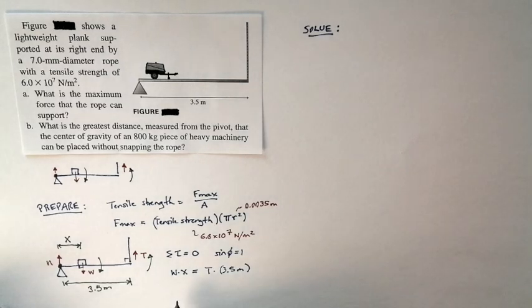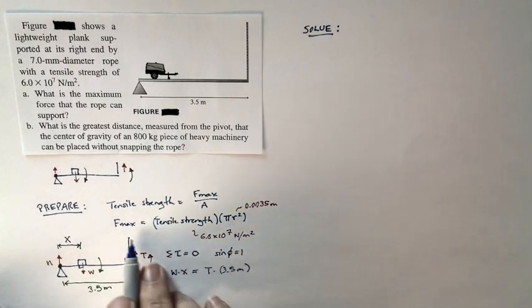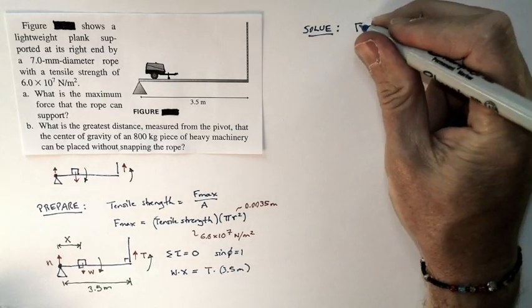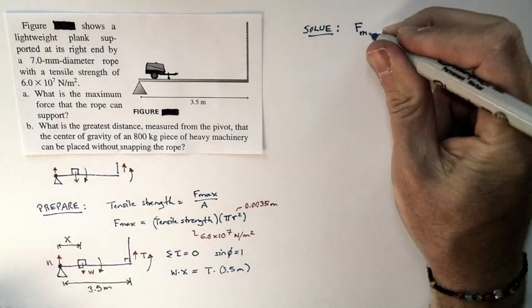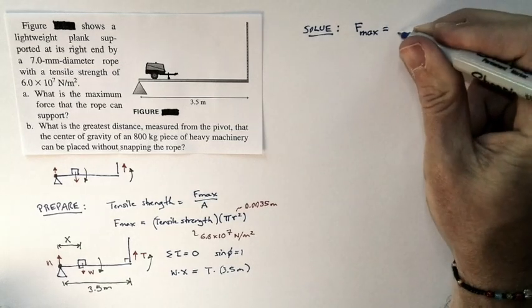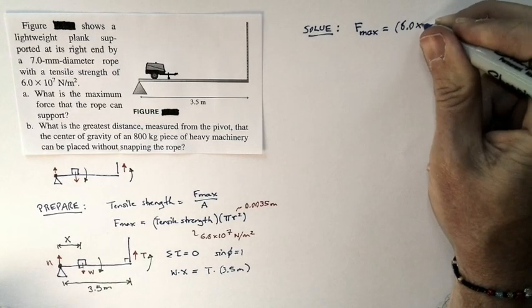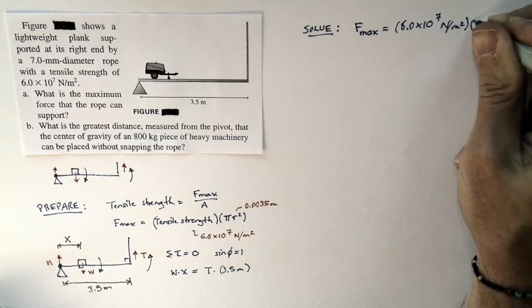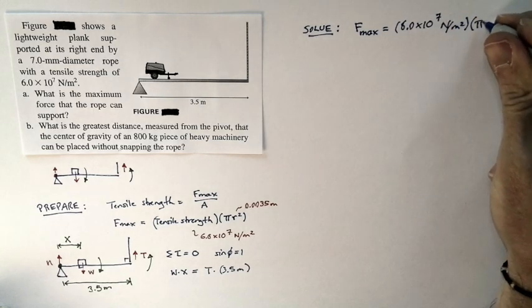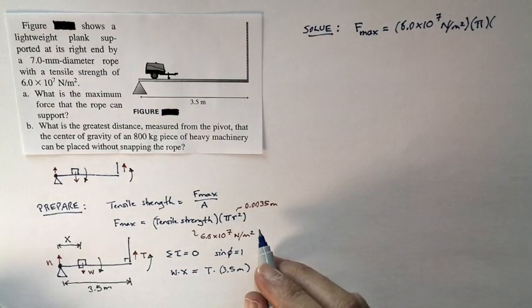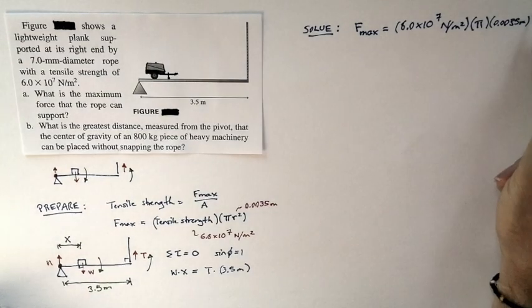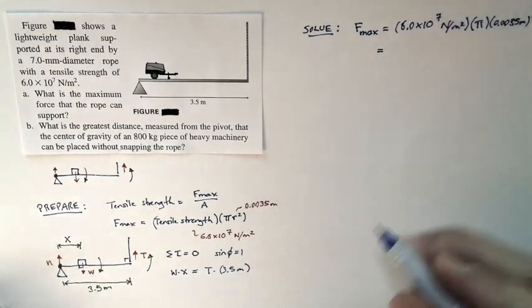What I'm going to do first is look at the tensile strength of the rope, and I'm going to consider the maximum force that it can support. Well, we have an equation for this, and I'm just going to put numbers in. The maximum force that the rope can support is 6.0 times 10 to the 7th newtons per meter squared, times pi r squared. Well, r is the radius of the rope. That's 0.0035 meters.